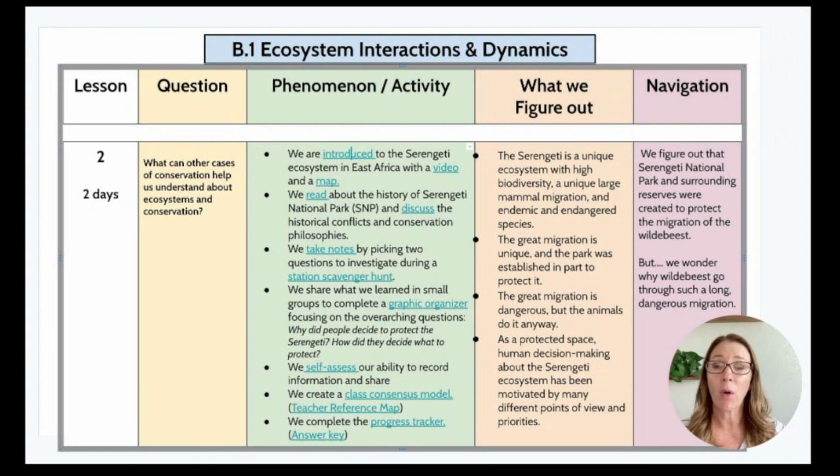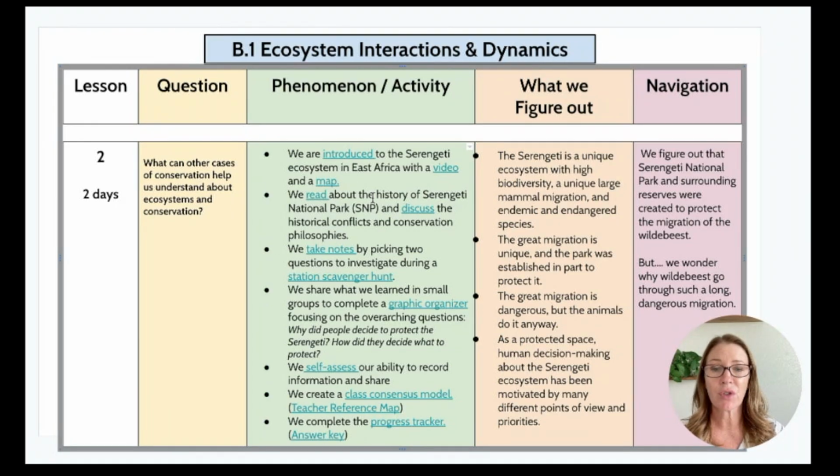In this video, I'm going to walk you through Lesson 2 of Unit B1. Now, in Lesson 1, we looked at different conservation efforts around the United States. And now we're going to look to Africa and look at a case study in the Serengeti because it's very well studied, and then we can learn lessons from looking at what they figured out with the Serengeti.